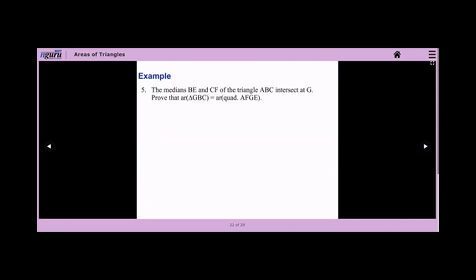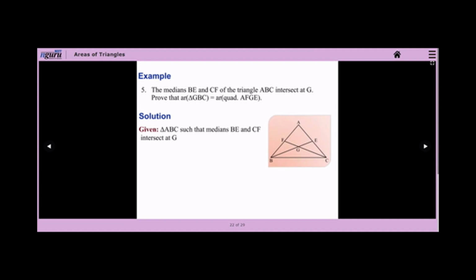Example 5. The medians BE and CF of the triangle ABC intersect at G. Prove that the area of the triangle GBC is equal to the area of the quadrilateral AFGE. It is given that the medians BE and CF of the triangle ABC intersect at G. We have to prove that the area of the triangle GBC is equal to the area of the quadrilateral AFGE.